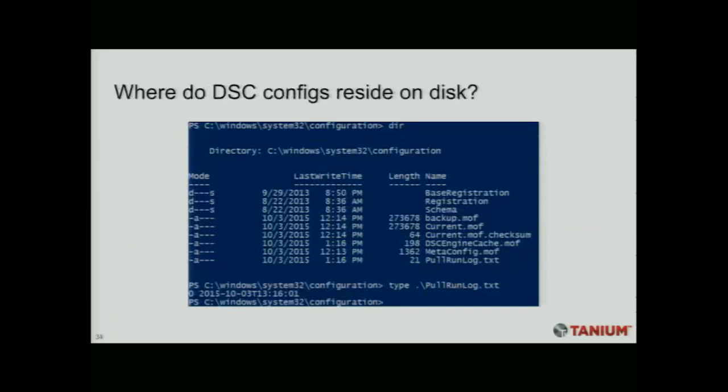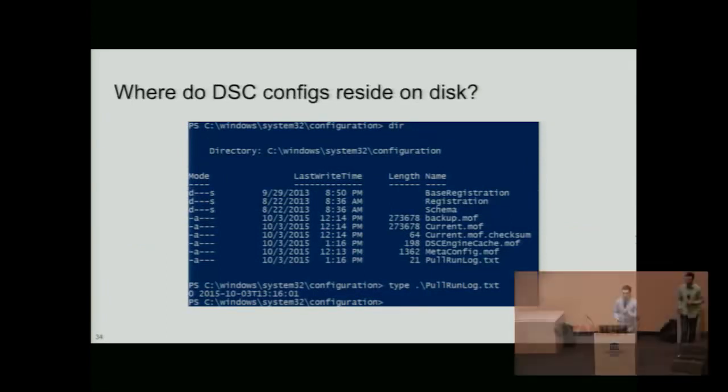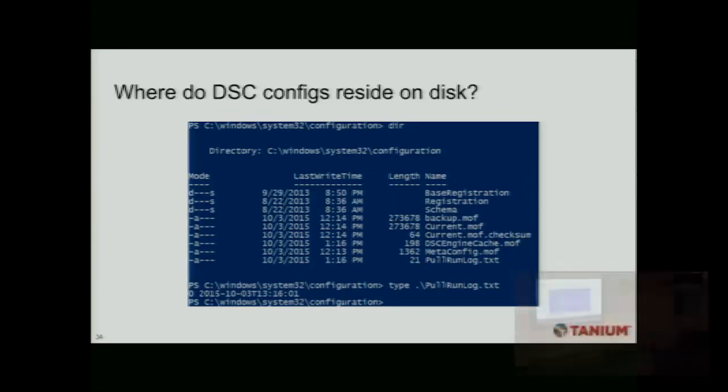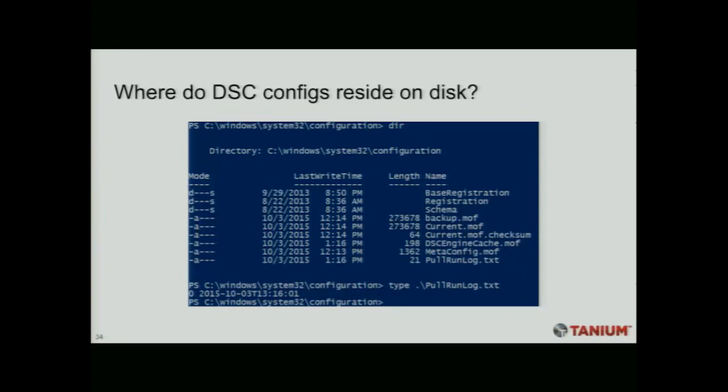On the endpoint, on disk, the config files all live in a directory under system32 called Configuration. And they're all MOF files. You get one called backup and one called current. Like they sound, current is the current active configuration. Backup is exactly that, a backup in case current gets corrupt. And then you might see one called pending that usually goes away once a config is applied. And then there's one called metaconfig, which actually contains the configuration about what pull server to go to and what the refresh interval is and all that stuff.